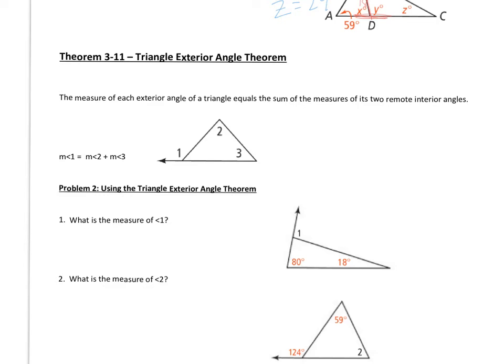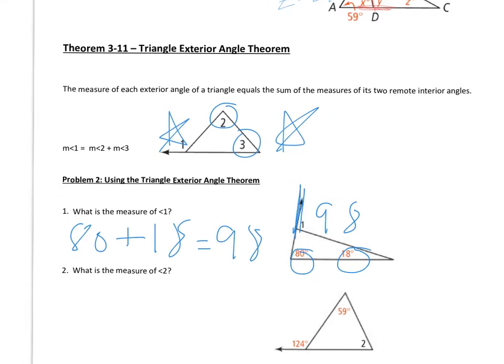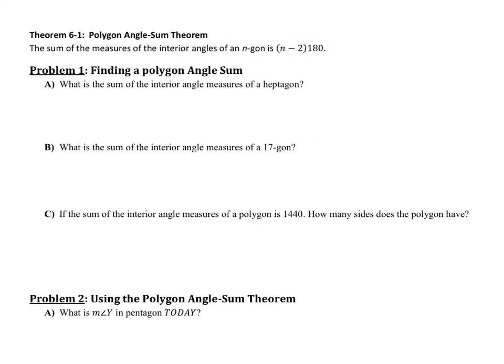We also have the exterior angle theorem, meaning that if you have one triangle and you have two angles that are not on the exterior angle, angle 1 is my exterior angle. That means that 80 plus 18 will be equal to my exterior angle, which would be 98. So angle 1 would be equal to 98. That's the exterior angle theorem right here. The sum of the two angles that are not touching the exterior angle will be equal to it. I want you to do 2 by yourself.